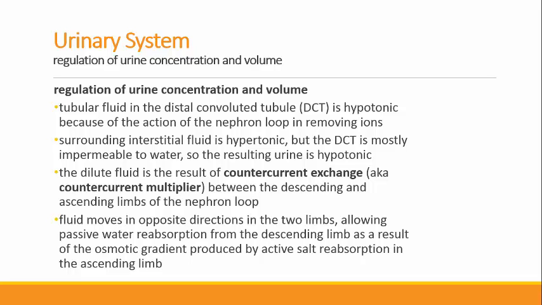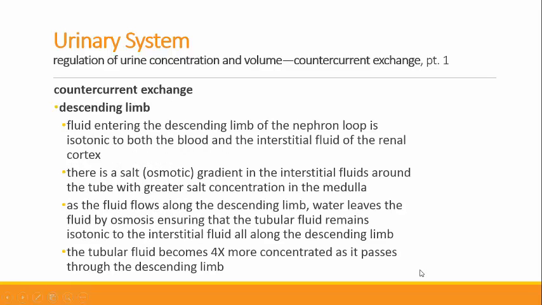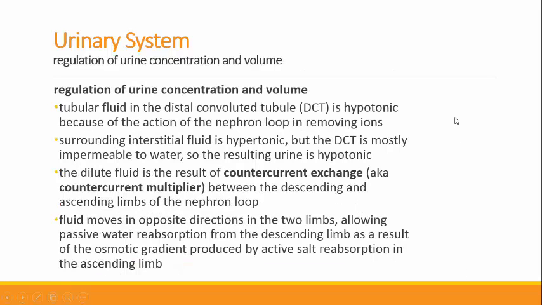So how did we get this dilute or hypotonic fluid there at the distal convoluted tubule? It's the result of countercurrent exchange, also known as a countercurrent multiplier. It's countercurrent exchange that occurs between the descending limb and the ascending limb of the nephron loop. So if you imagine the nephron loop, and I have lost the capacity to draw on the slides, so for that I'm sorry.